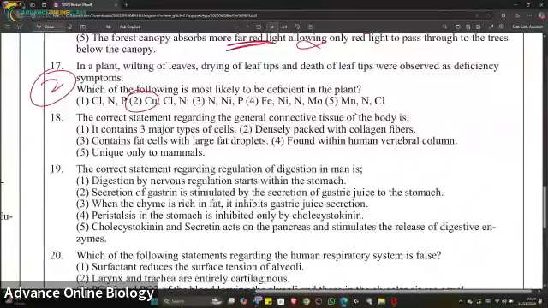You check your notes. Question number 18: the correct statement regarding the general connective tissues of the body is. What is your answer, people? Connective tissues contain three major types of cells. We know WBCs are present, and fibroblasts are there, fat cells are present. So we can think of three main cell types, but I think it's not mentioned. I think the white blood cells, fat cells, fibroblasts.